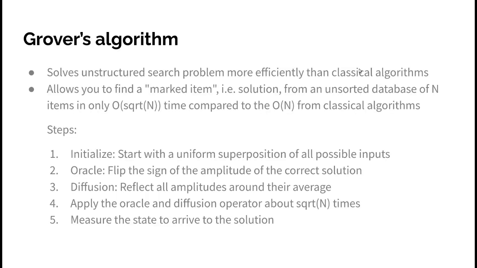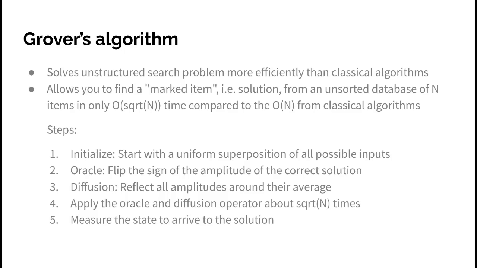A little bit more background about Grover's algorithm. It solves an unstructured search problem, like I mentioned before, but much more efficiently than classical algorithms are capable of. With Grover's algorithm, you're able to find a marked item, or in other words, a solution, from an unsorted database of n items. But you can do this in big O of square root of n time, compared to big O of n, the linear search from classical algorithms.